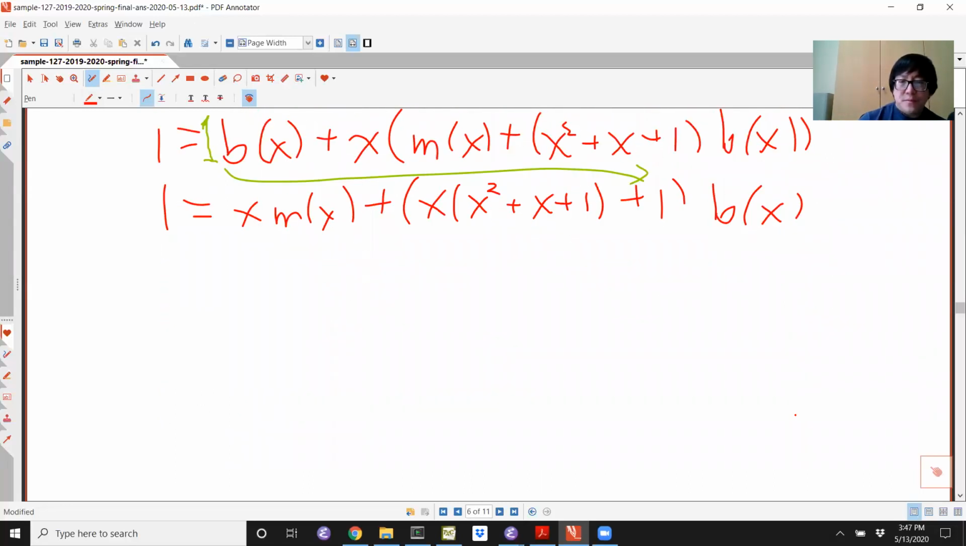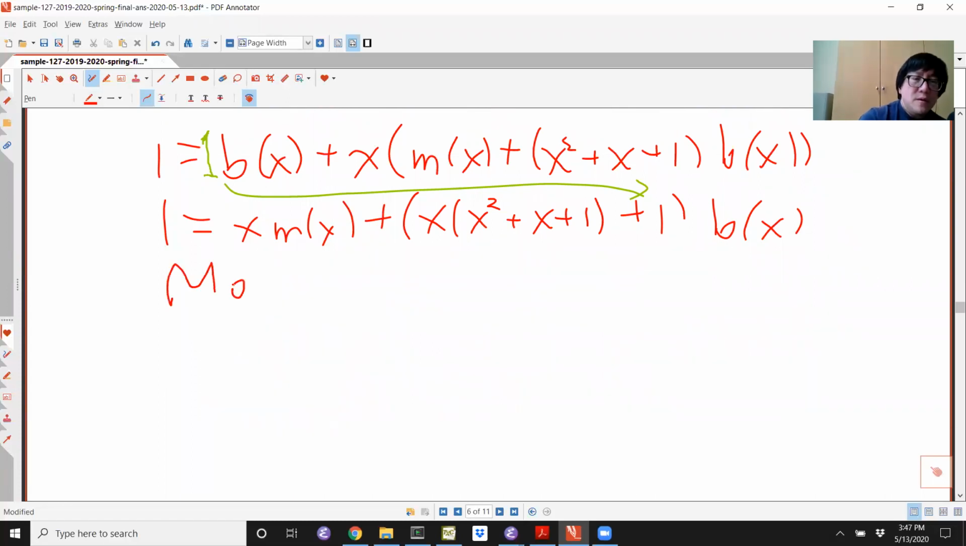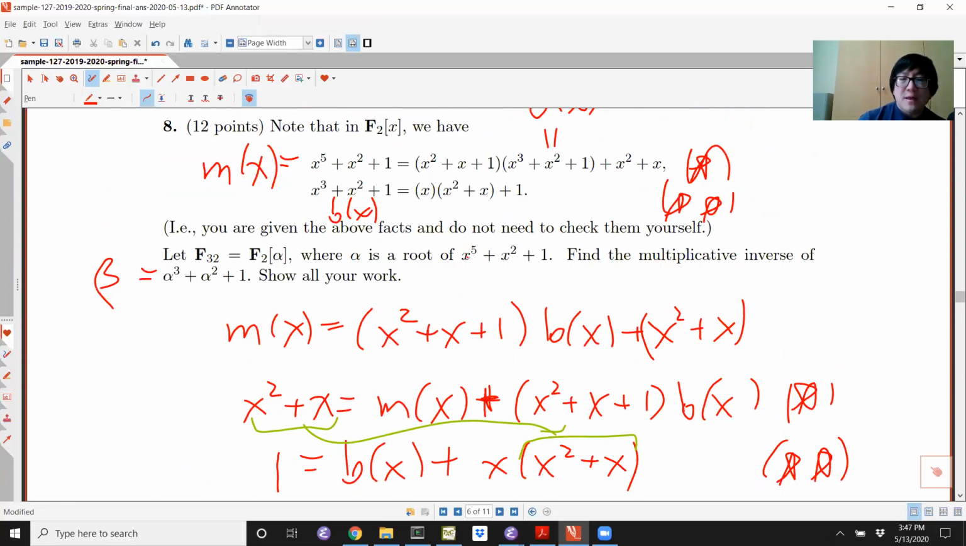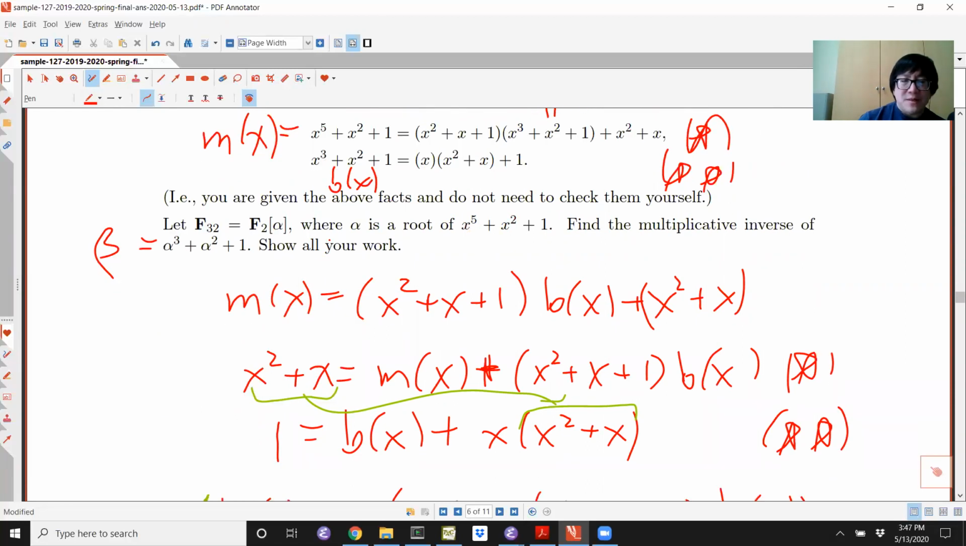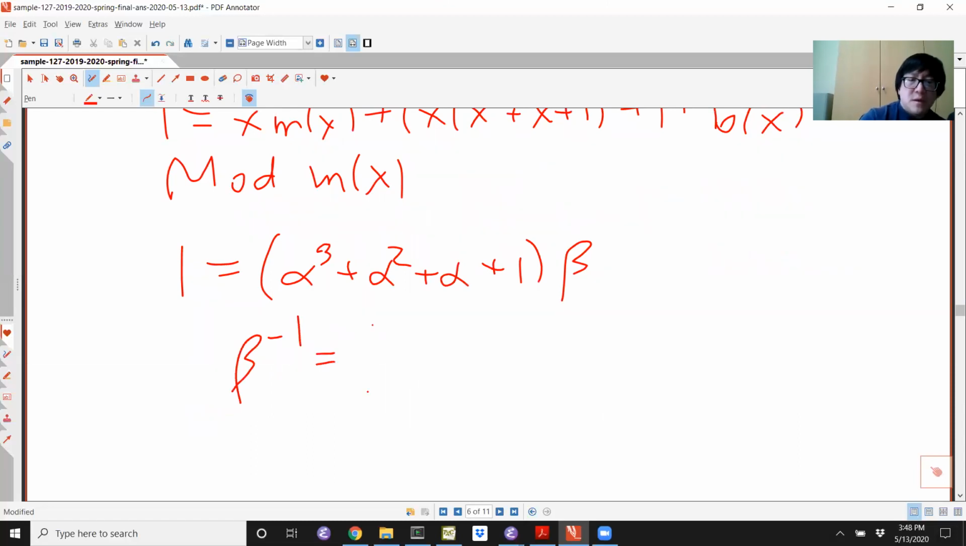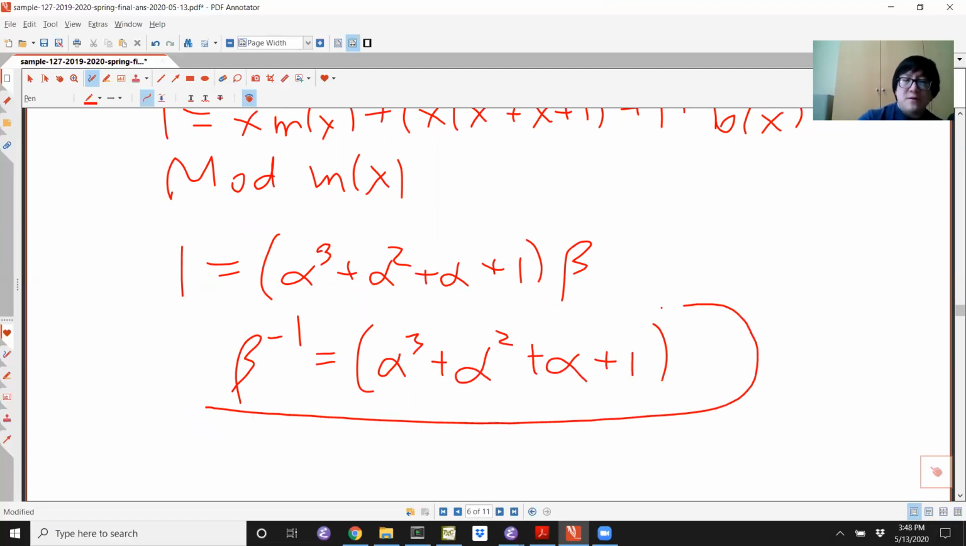And so mod m of x, which is really what the whole point was. Remember, the whole point was we're working mod alpha to the 5th plus alpha squared plus 1. That's what this phrase here means: that alpha is a root of that. Mod m of x, the m of x stuff goes away, and we get x, but now alpha, because when you take x mod m, you abbreviate that as alpha cubed plus alpha squared plus alpha plus 1 times beta. And so beta inverse equals alpha cubed plus alpha squared plus alpha plus 1. That's the final answer. Whew.